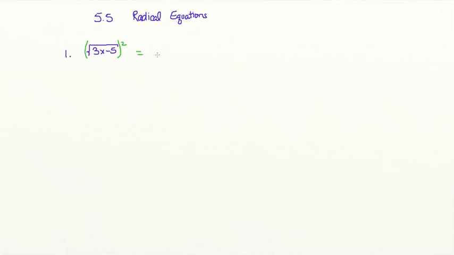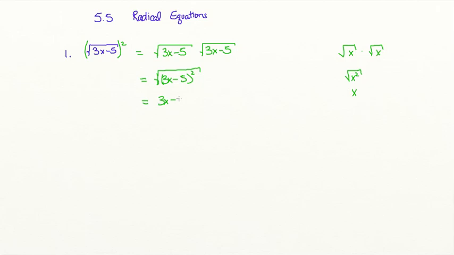So like that, which means we have the square root of 3x minus 5 times the square root of 3x minus 5. So that gives me (3x minus 5) squared, because there's two of them. It's like saying I have the square root of x times the square root of x. That is the square root of x squared, right? So now when I take the square root of a square, it becomes itself. So this will give me 3x minus 5.